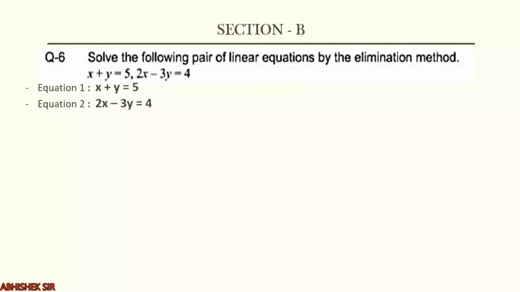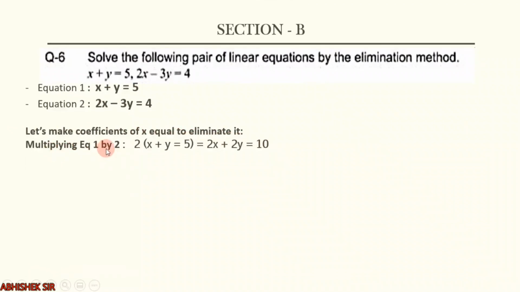Now let us take x as the variable that we will be eliminating. So below in equation 2 we have 2x, so let us multiply equation 1 by 2. So we have to make the coefficient of x equal and then eliminate. So multiplying equation 1 by 2 will give you 2 into x plus y equals 5, that is 2x plus 2y equals 10.